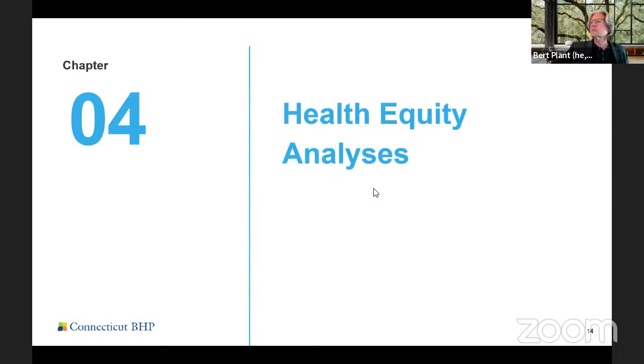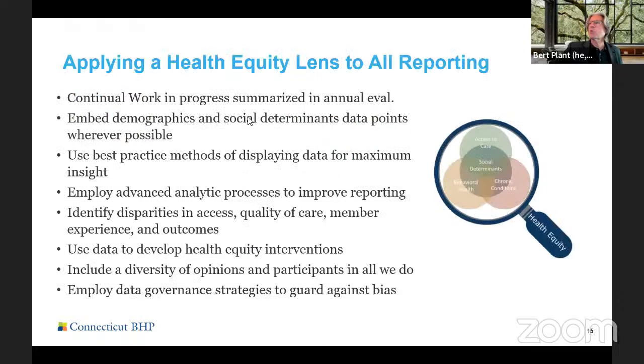Since pretty much 2014, we've been doing a lot of analysis and continual improvement of our reporting and monitoring on health equity and disparity. We've really been trying to step back and say, let's not have health equity be one little report over on the side, but let's have it embedded in everything that we do so that we can explore the impact of disparity and health equity on all of our reporting. So again, it's a continual work in progress.